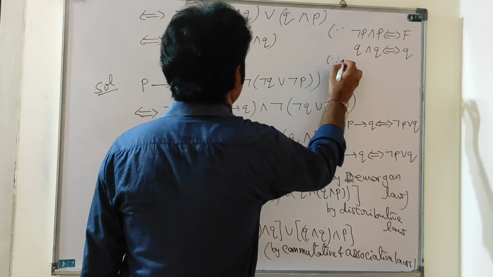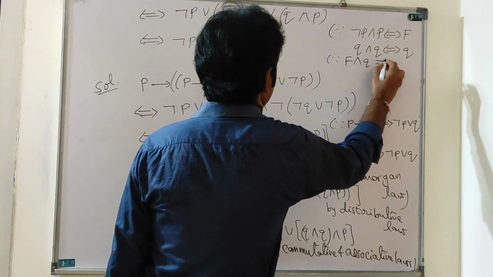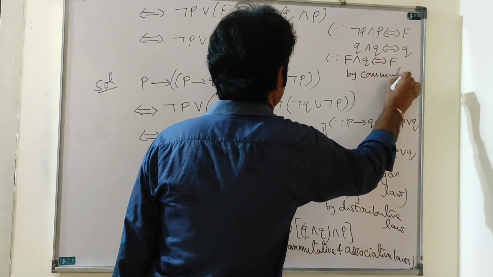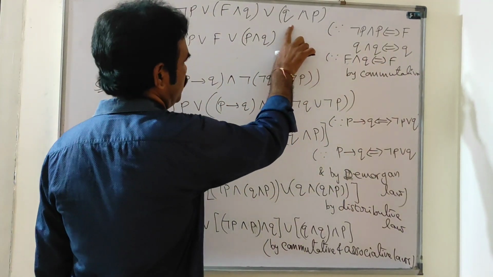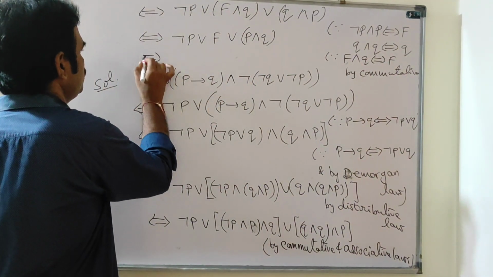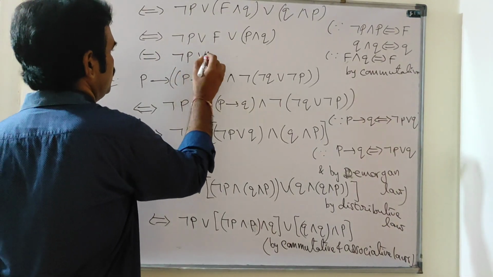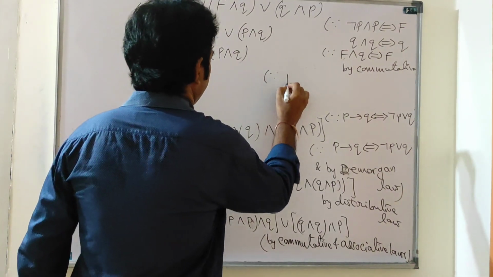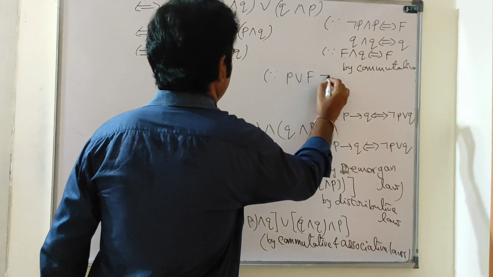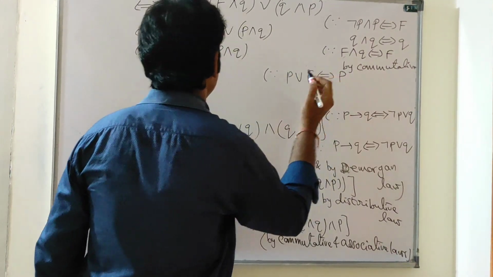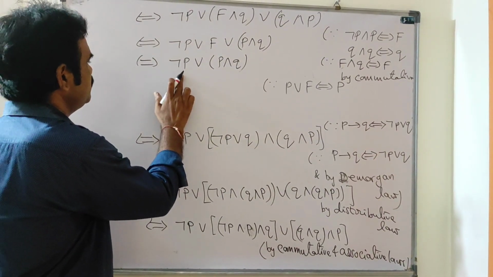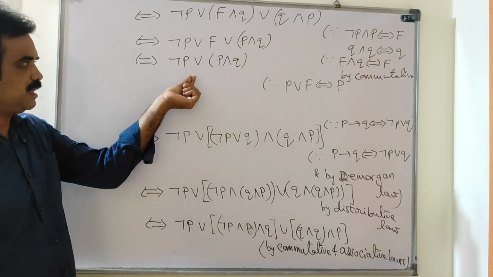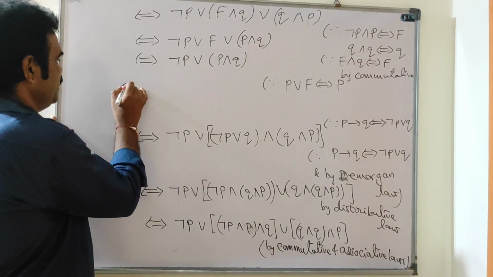Since F and Q is equivalent to F, and by commutative law, Q and P can be written as P and Q. Okay. Now this is equivalent to negation P or P and Q, since P or F is equivalent to P. Okay. And hence this is equivalent to negation P or P and Q. Now this is sum of the elementary products or disjunction of conjunctions. This is required.